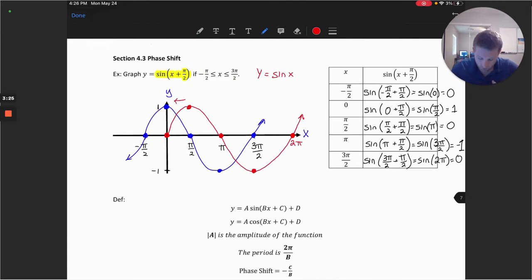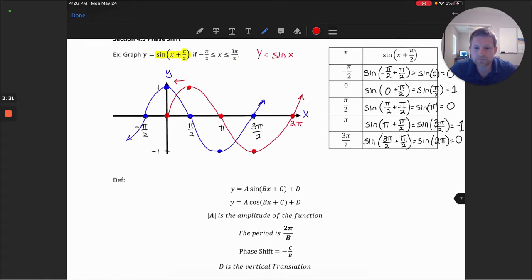So when we look at the construction of our sine wave or our cosine wave, this is really getting at the c over b value that we're working with. And so this will lead us to looking at the definition for the sinusoids when we have all these components a, b, c, and d in play. So notice that this gives us a shift of pi over 2 to the left.